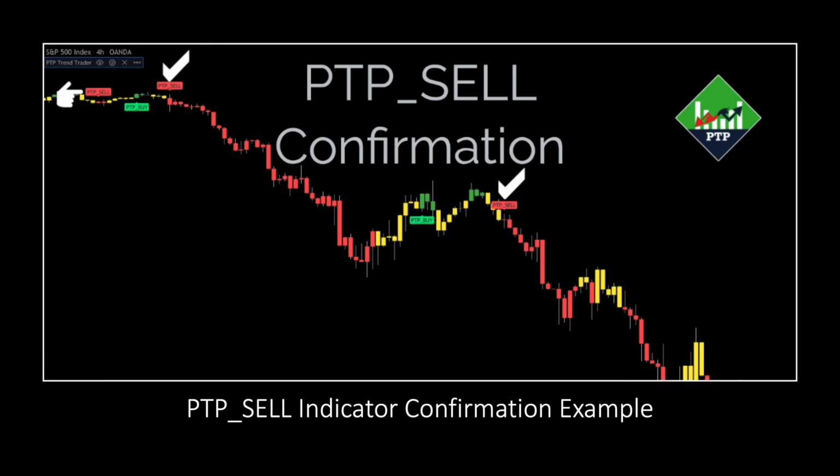Here, we have a PTP sell confirmation. On the chart, there are 3 sell signals. The first signal is used as a reference to confirm the signal for entry. Now that we have a confirmed PTP sell signal, we have determined the market is bearish and we do not take any long positions.